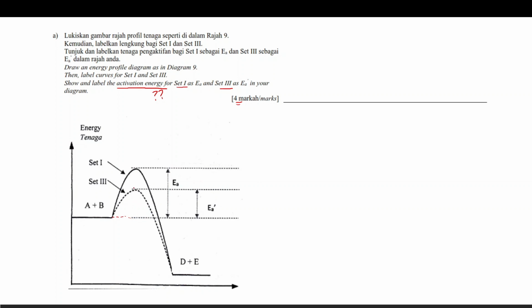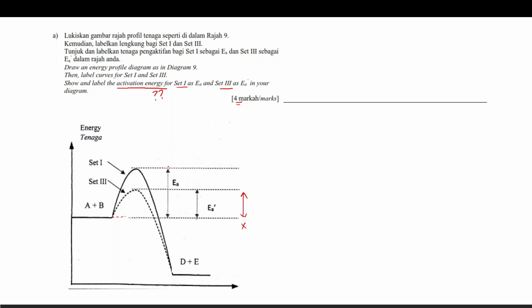So in order to draw the correct activation energy, I will encourage you to draw like this. You extend it outside the curve here. So EA prime is the lower one. Remember, the level here must exactly touch the line. It cannot be drawn somehow like this. So this is wrong. This one also wrong.